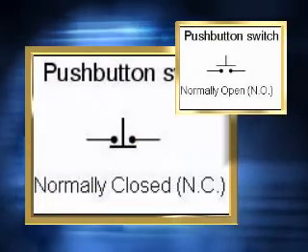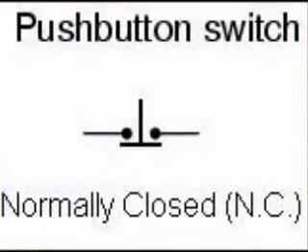This is the symbol for a push-button switch that is normally on, or normally closed. When you press the push button, the contacts will open and any current flowing through the contacts will stop. Notice that the symbol for a normally closed push button has the line below the contact points and will be pushed down away from the contacts to open the circuit.